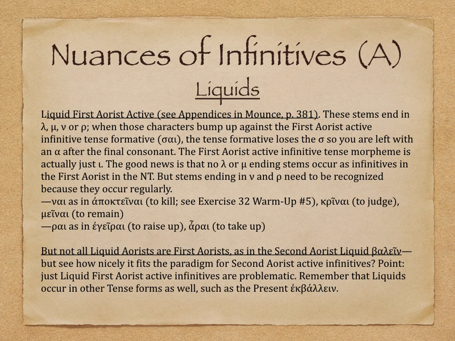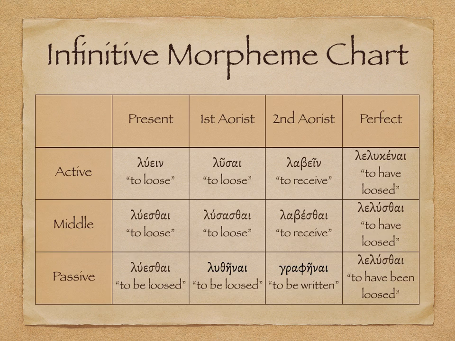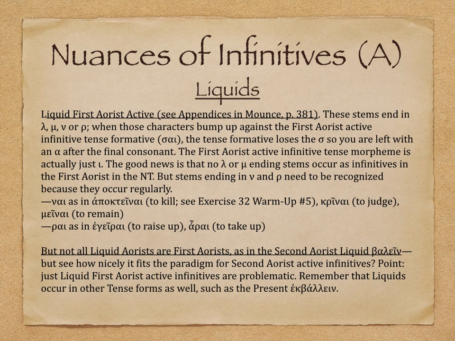So when we have a liquid, the first aorist sigma is going to drop out, so we don't have psi, we will have that liquid consonant and then alpha iota. And in the New Testament, just nu and rho. There are no lambda or mu ending liquid first aorist infinitives.